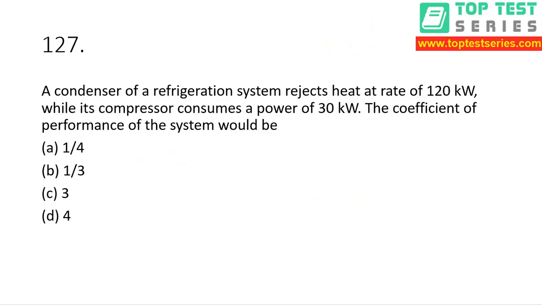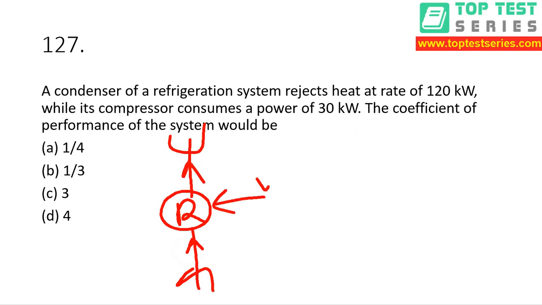Question number 127. A condenser of a refrigeration system rejects heat at a rate of 120 kilowatt while its compressor consumes a power of 30 kilowatt. The coefficient of performance of the system would be, we have to find out. So for this, my dear, we have to draw the diagram, right? Let's draw the diagram of the refrigerator, right? So it should be like this, and this work input is here 30 and here is 120.